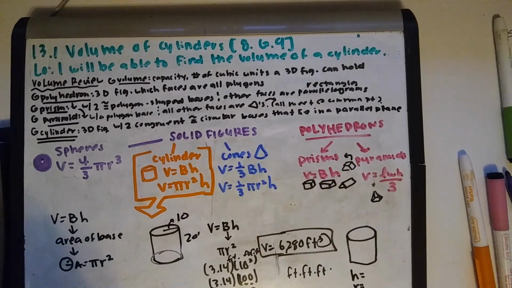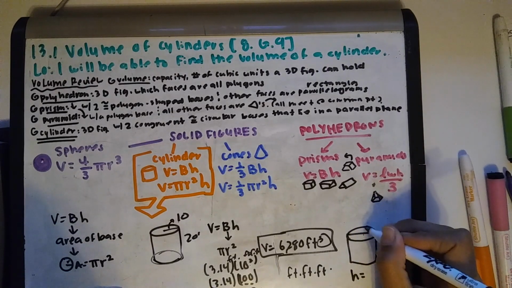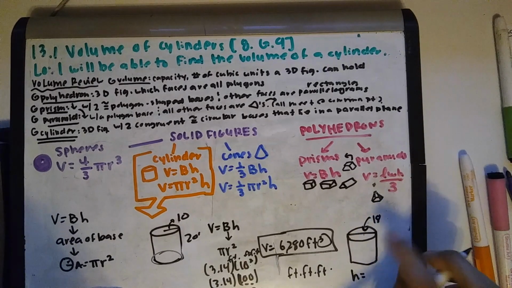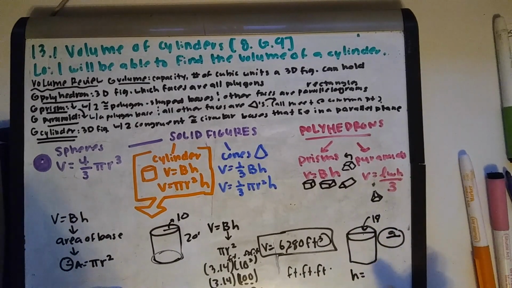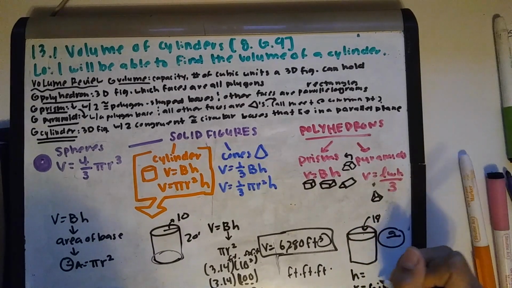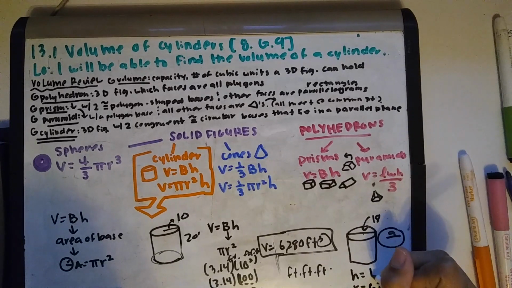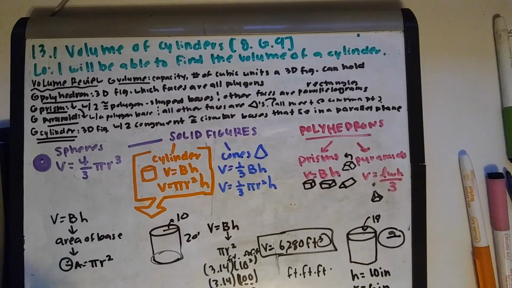Let me give you one to do. Find the volume of the cylinder. If you're given the diameter, make sure you chop it in half. If this was, for instance, 18, then the radius will be 9. So just be careful with that. Let's say that you have a cylinder with a radius of 6 inches and a height of 10 inches. Go ahead and find the volume for me. Remember to use your cubic units.